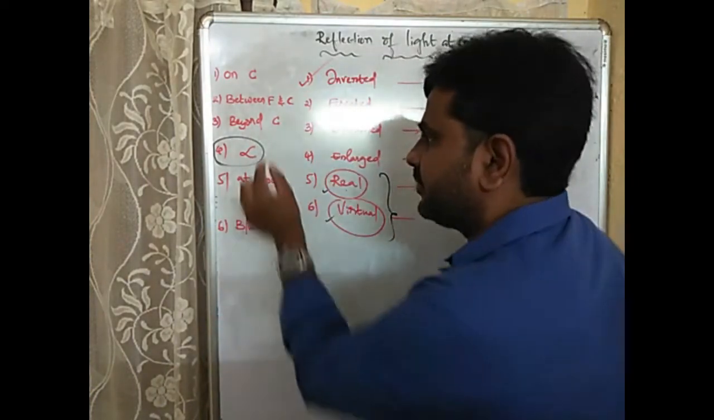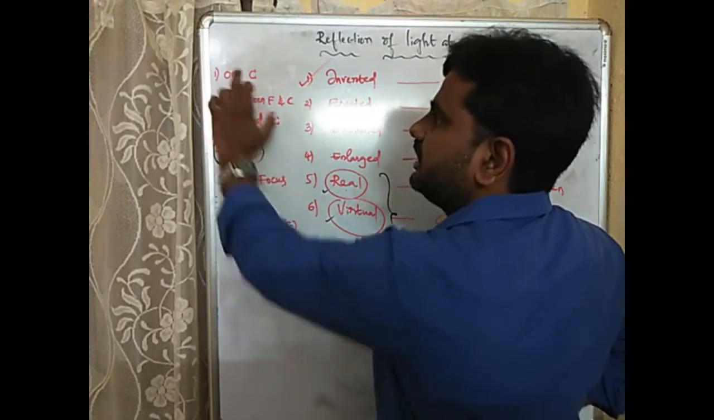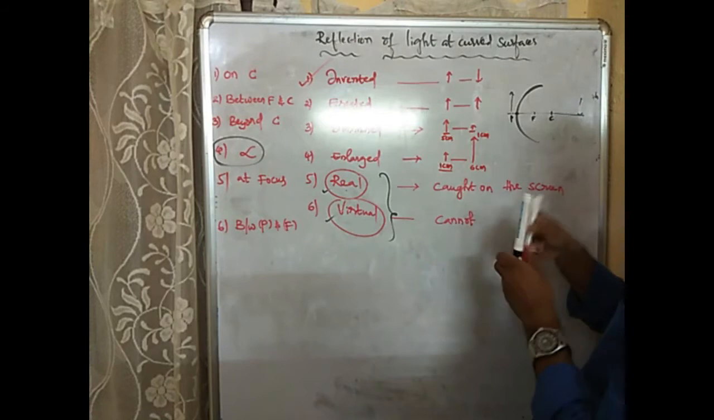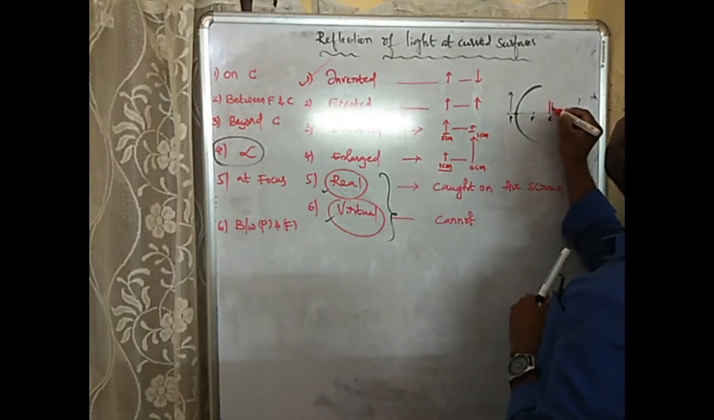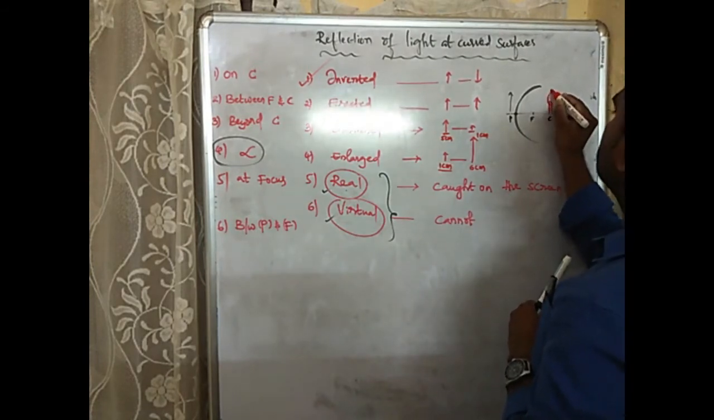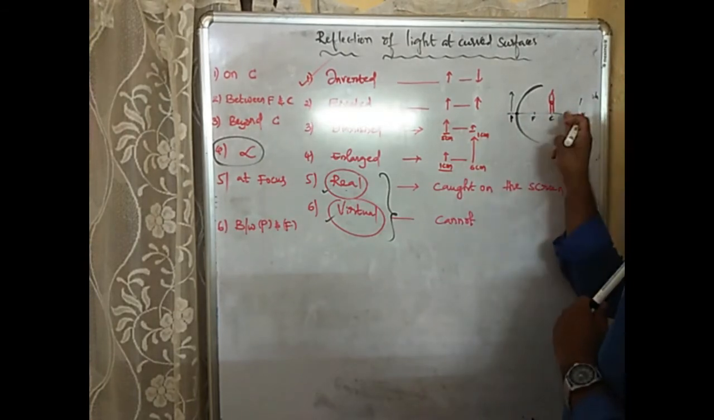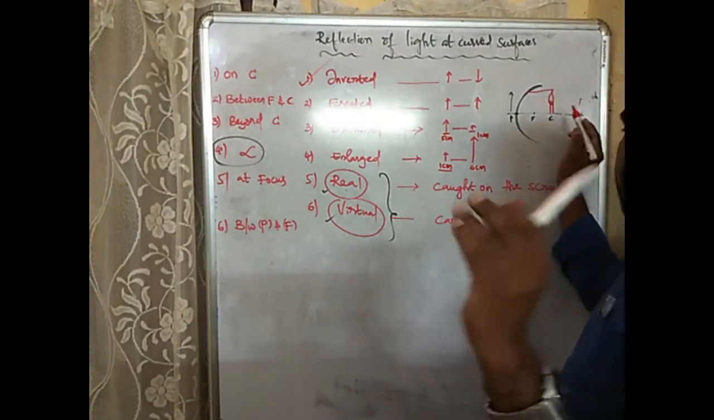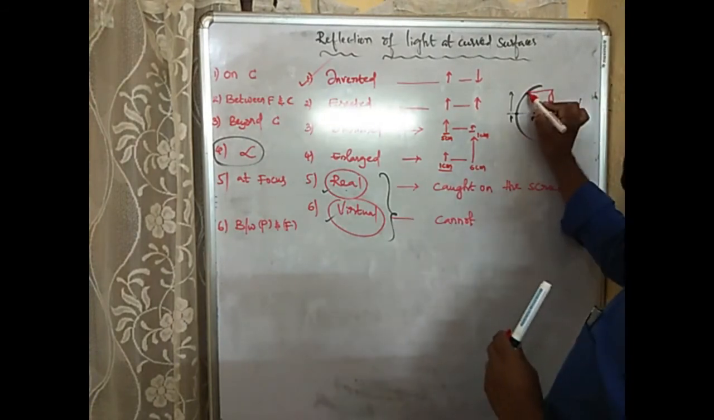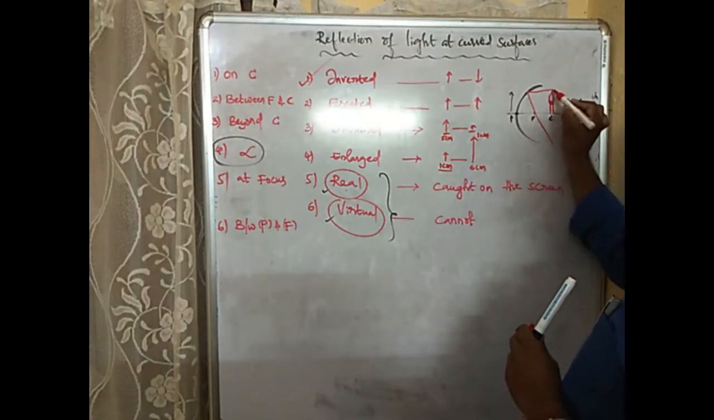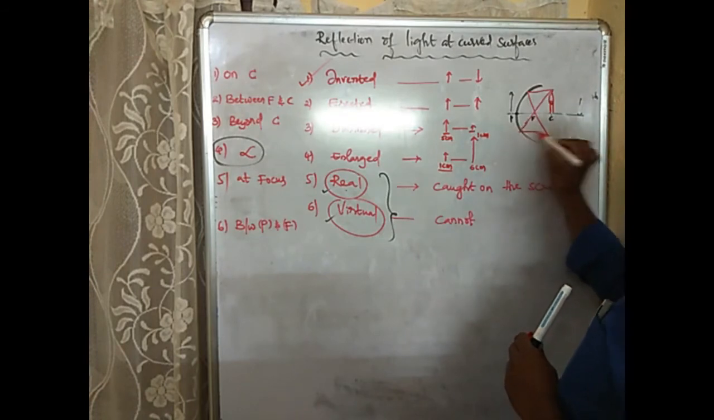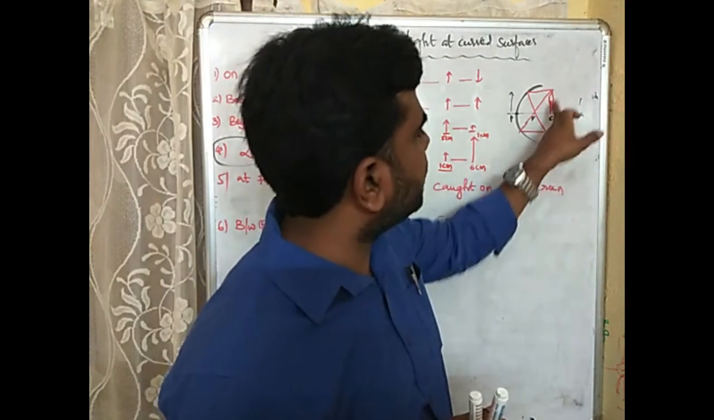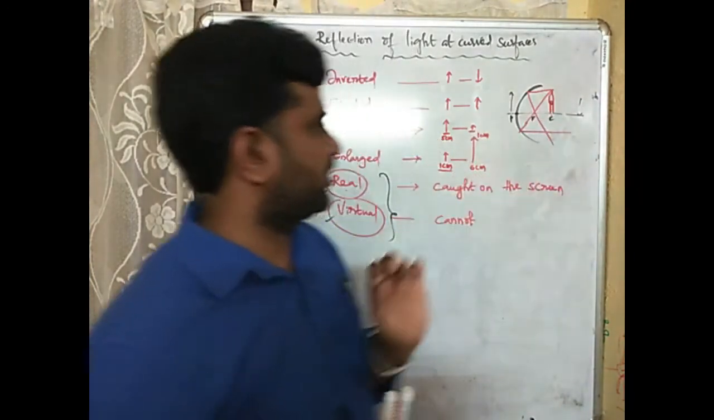So I'll give you a simple clarity. When an object is kept on C, what does that mean? On C means on the center of curvature. If an object is kept like this, how do we find where the image falls? Simple, we choose 2 principal rays. One is parallel to the principal axis, which has to pass through the focus, and the second one is through the focus and then parallel. So you will get an intersecting point. This point is nothing but the image location.